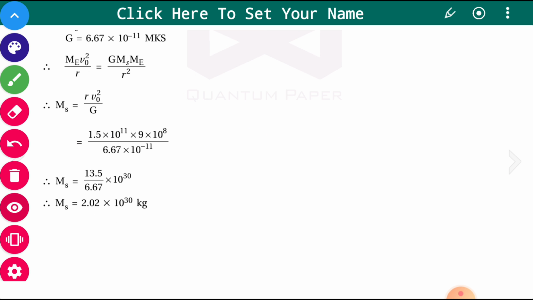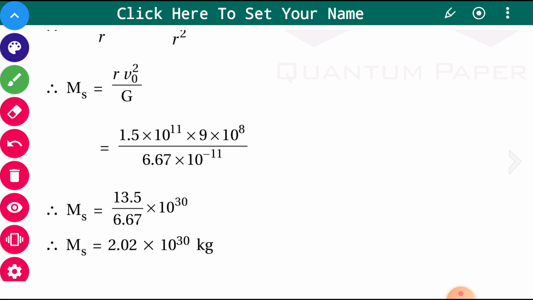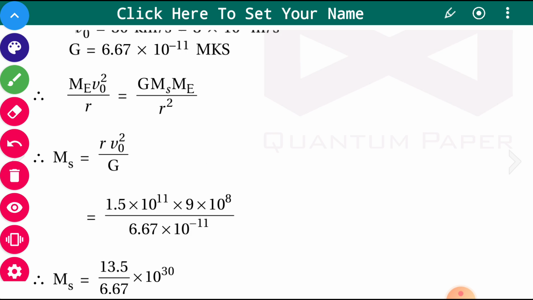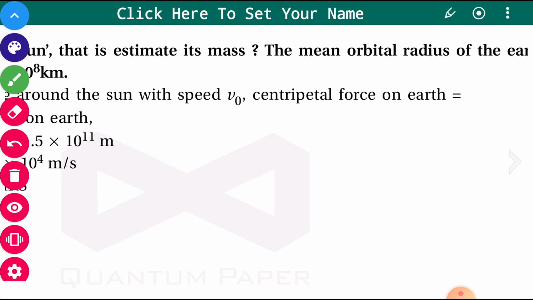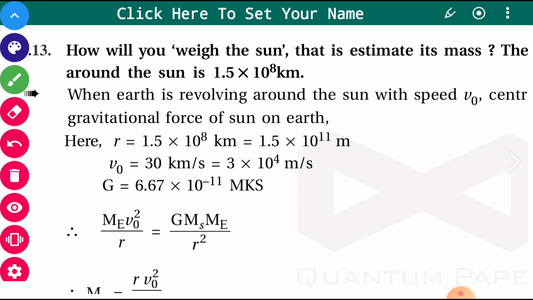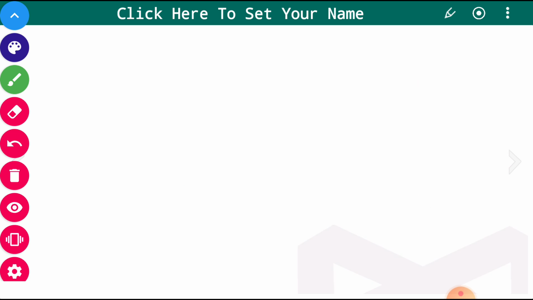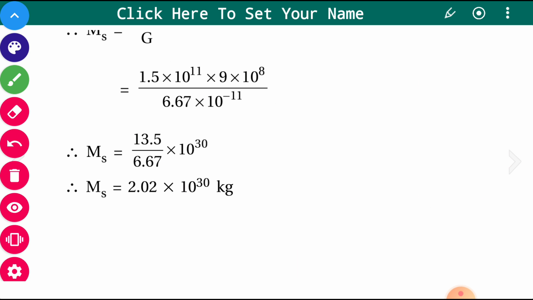Radius is 1.5 into 10 to the power 11. Then orbital speed is 3 into 10 raised to 4, so its square becomes 9 into 10 raised to 8. Orbital speed must be given to you. It is 30 kilometer per second. If it is not given, then you should write it. It is 30 kilometer per second, so it becomes 3 into 10 raised to 4 meter per second, and the square of it will give you 9 into 10 to the power 8.